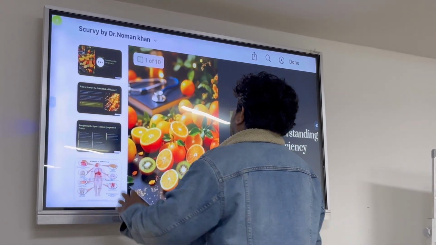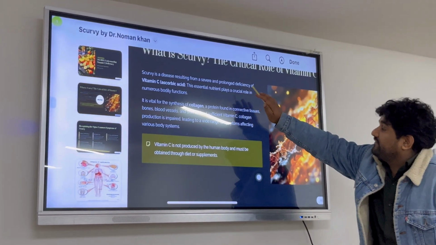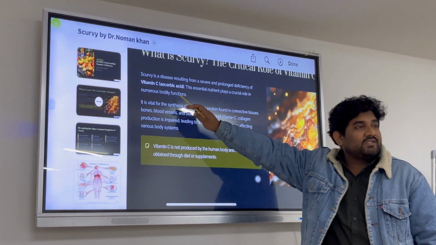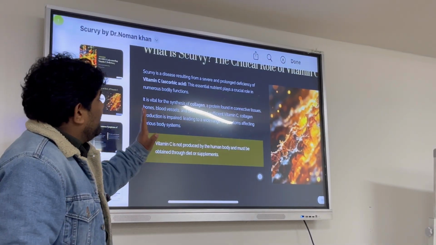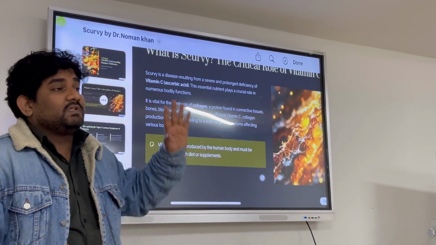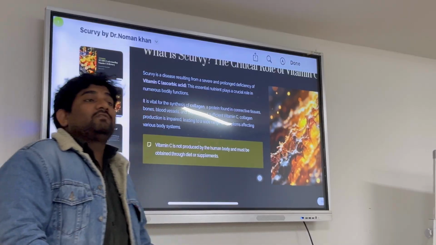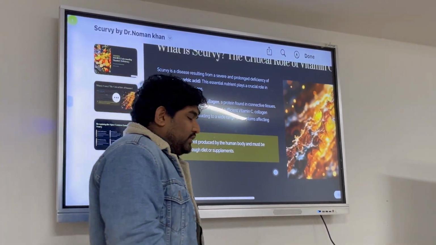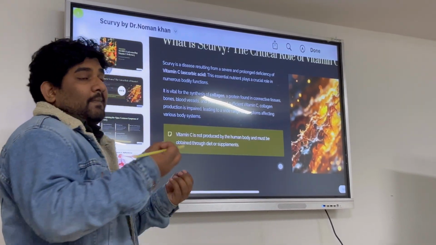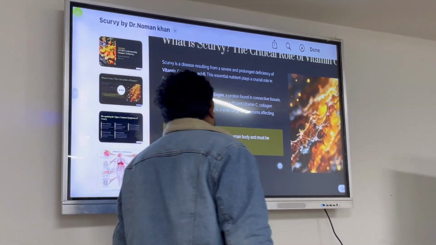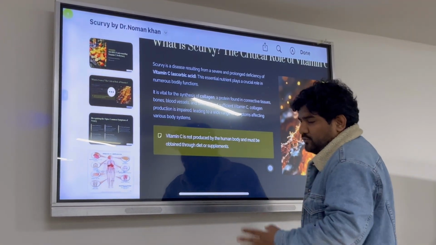Now, scurvy is a disease resulting from a severe and prolonged deficiency of vitamin C or ascorbic acid. It means it does not occur immediately. If you have vitamin C deficiency for a long time, then you will be affected by scurvy, and scurvy is sometimes fatal also. If you don't take treatment, like tablets or capsules of vitamin C, it will be fatal. And as we know vitamin C is not produced in the human body, so we have to take it from the diet.